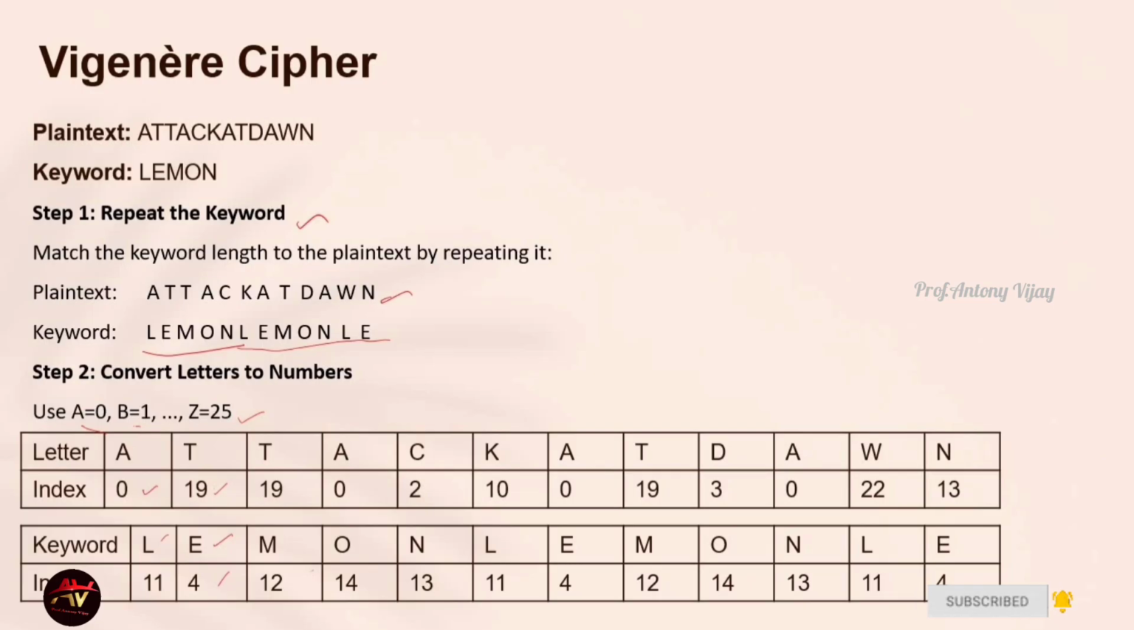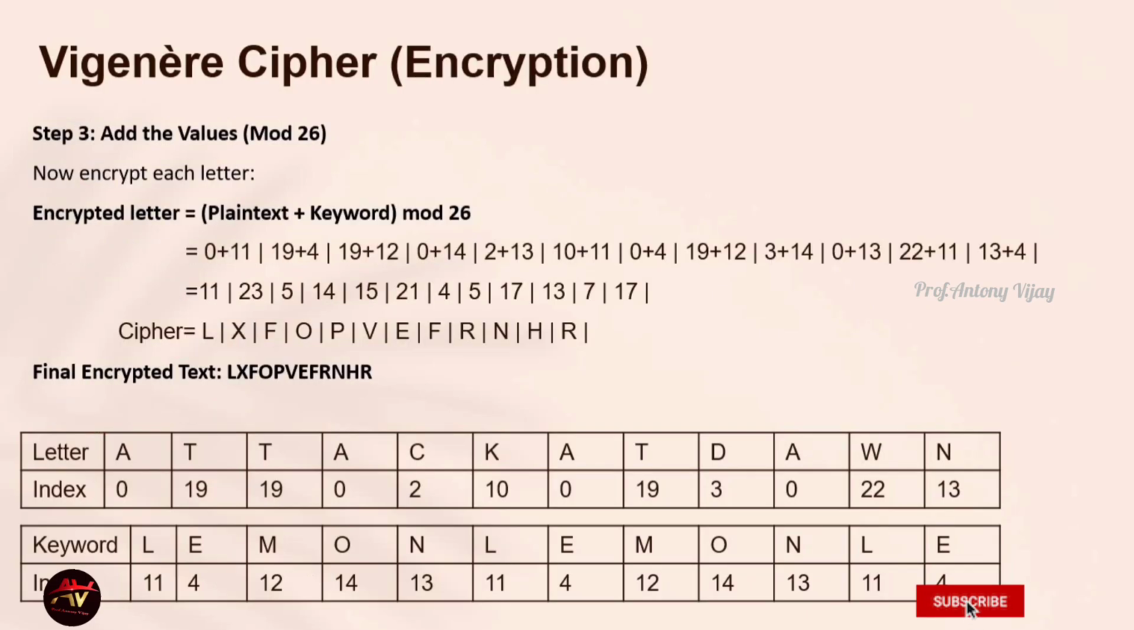After this process, we have to add the plain text with the keyword, and finally we apply modular arithmetic 26. As you know already, the plain text is ATTACK AT DAWN and the values are like this: 0, 19, 19 and so on. For the keyword, it is 11, 4, 12 and so on. So we have to add 0 with 11. 0 plus 11 is 11. So the cipher text will be L.